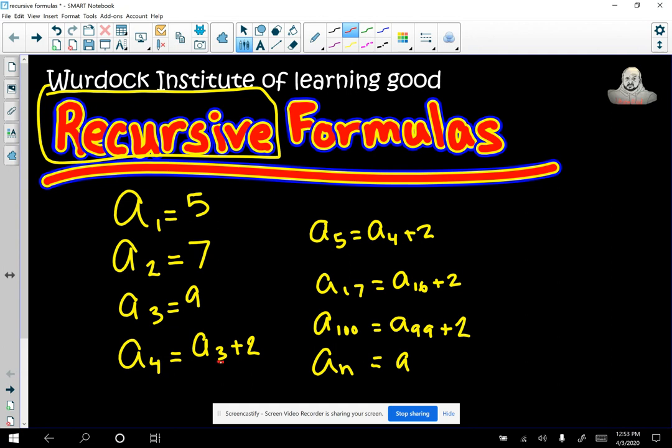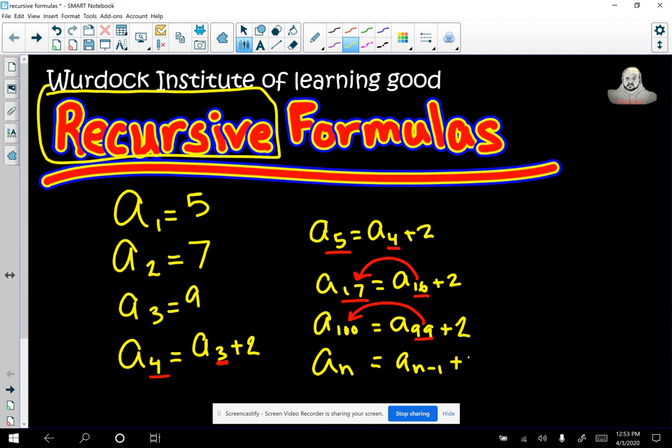The number 3 comes right before 4. 4 comes right before 5. And notice 16 is 1 less than 17. And 99 is 1 less than 100. So I guess the question is, what is 1 less than n? And you're right if you shouted n minus 1.